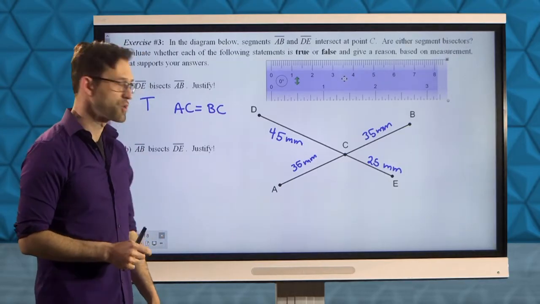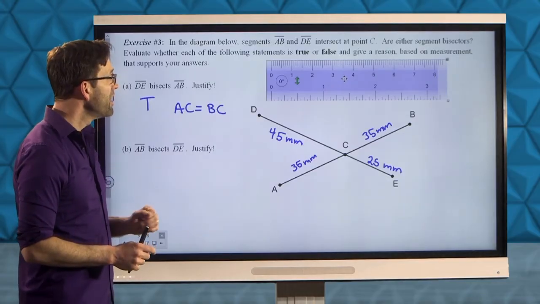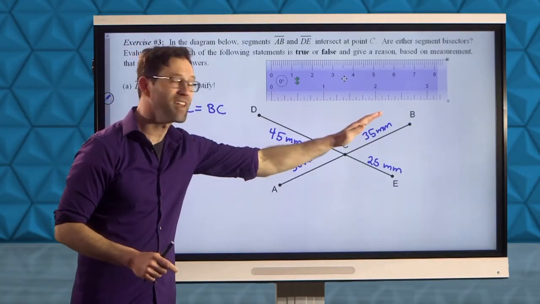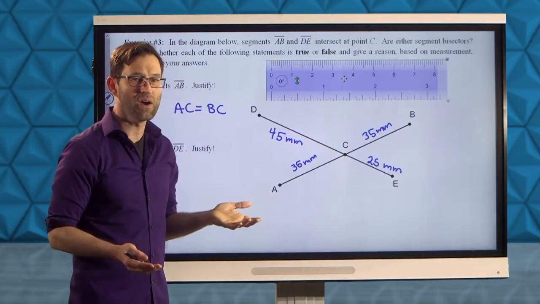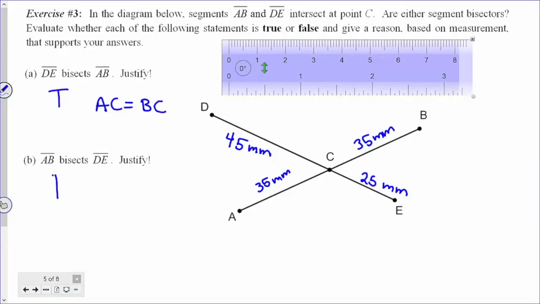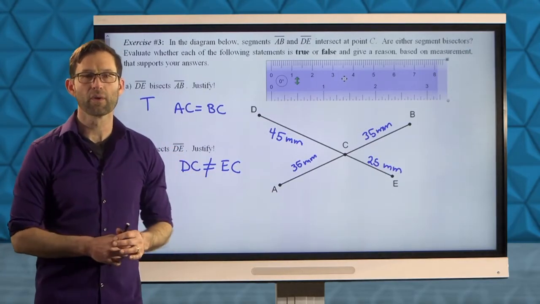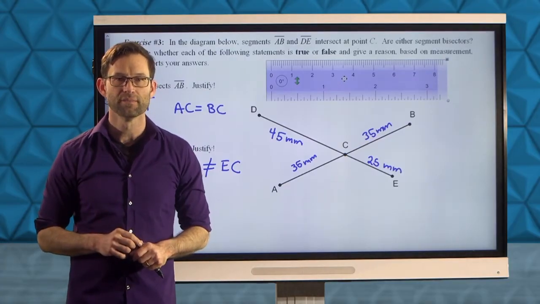Now our other true-false question. AB bisects DE. Well, if AB's the knife, does it slice DE in half? And the answer is no, right? 45 and 25 aren't the same, so we would call that a false statement and we would say the following. DC doesn't equal EC. Keep in mind that if you say CD and CE, that's perfectly okay. It really doesn't matter the order of the two letters, at least in this case.